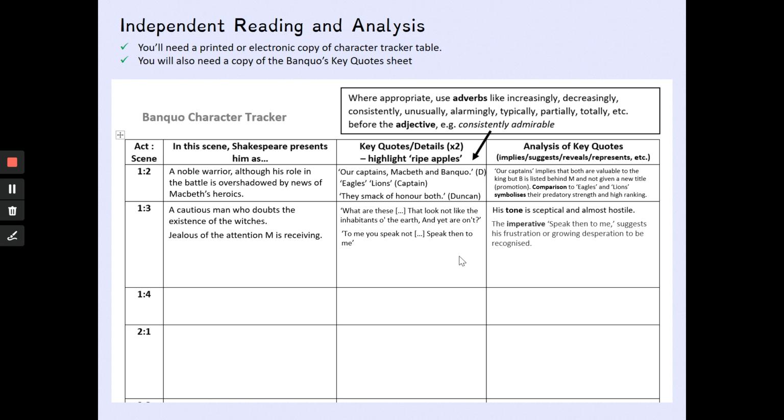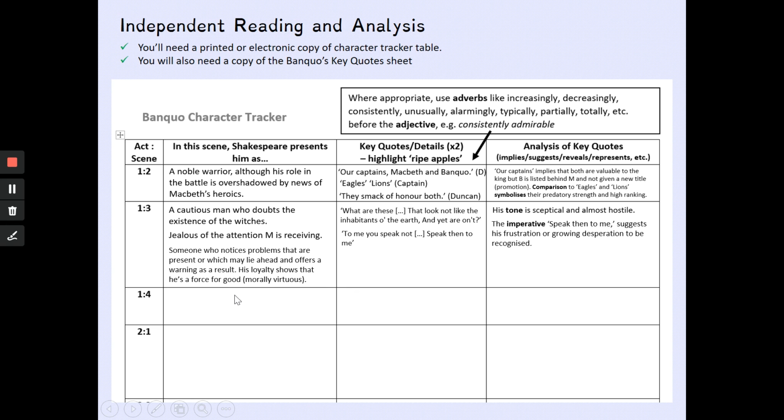So for the analysis of that, we've got the imperative, "speak then to me," which suggests his frustration or growing desperation to be recognised. Now, if you're looking for higher grades, the word "or" there suggests that I'm aware of an alternative interpretation. So when he says "speak then to me," it could show frustration, anger, or growing desperation. He really is desperate to be recognised.